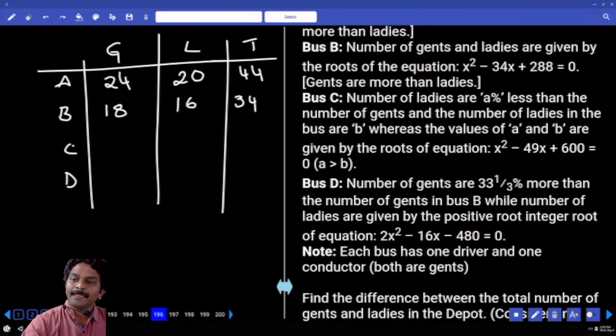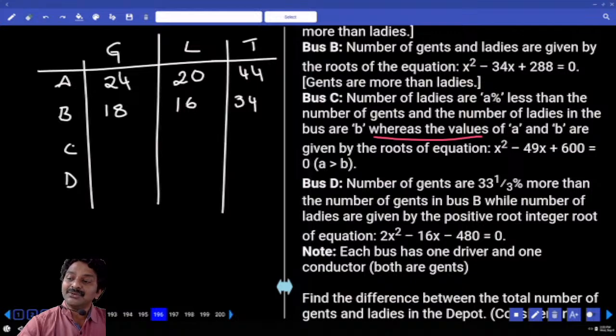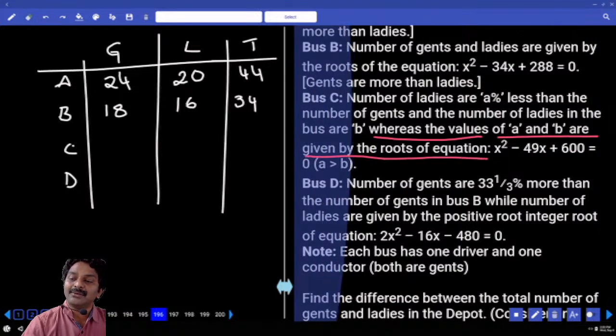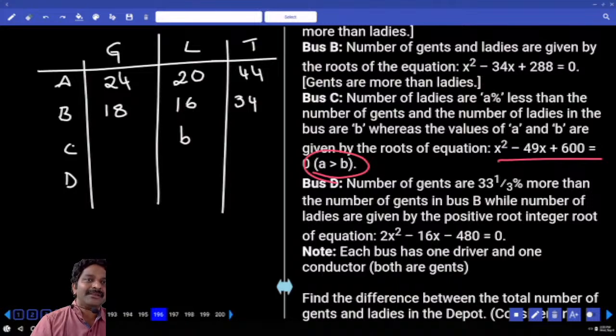Next. Number of ladies are a percentage less than number of gents. So here also who are more? Gents are more. Ladies are a% less than gents, that's what the information. Number of ladies in the bus are B, where the values of A, B are given by the roots of the equation. So B is one of the roots from these two. And here also they said A is greater than B. Out of those two roots, A is greater than B.